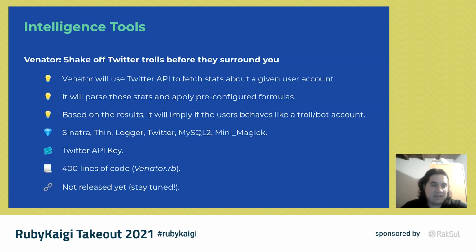In this case, I have used the same three gems that I always use, Sinatra, Thin, Logger, but also the Twitter API, obviously, MySQL2 for the backend, and the MiniMagick gem, which is a really nice addition in order to process pictures and the like. And obviously, you need the Twitter API key, and it will be around 400 lines of code. I told you that this will go scaling in complexity. And it's not yet released because we are going to release it as a SaaS, probably free, obviously.